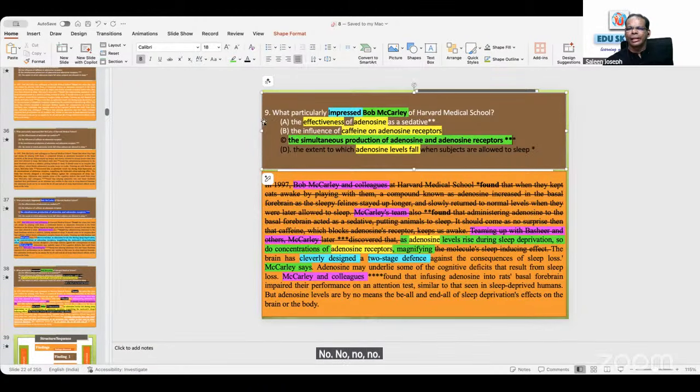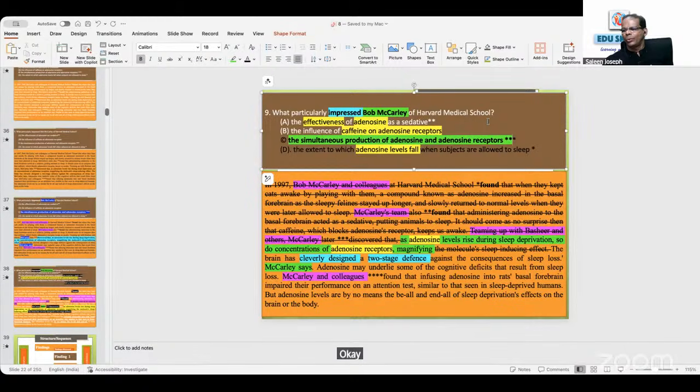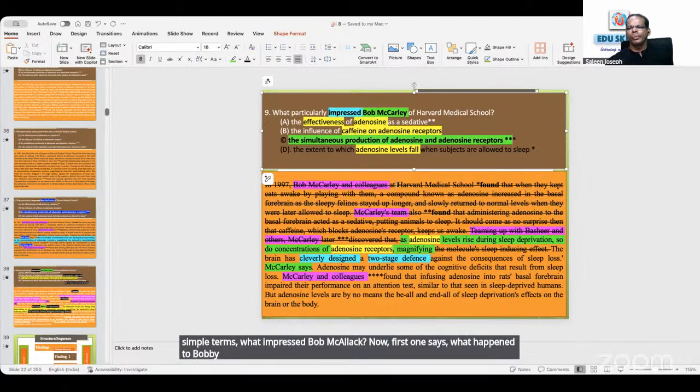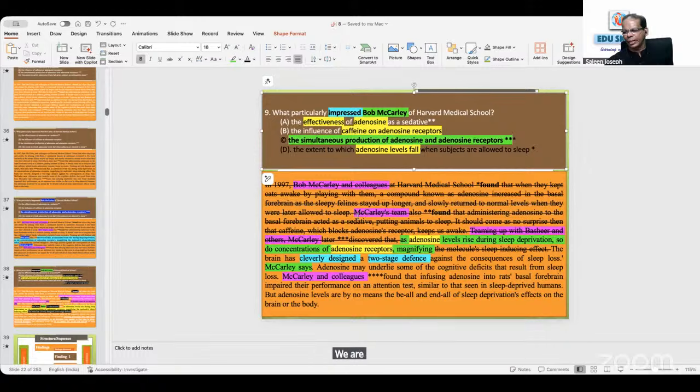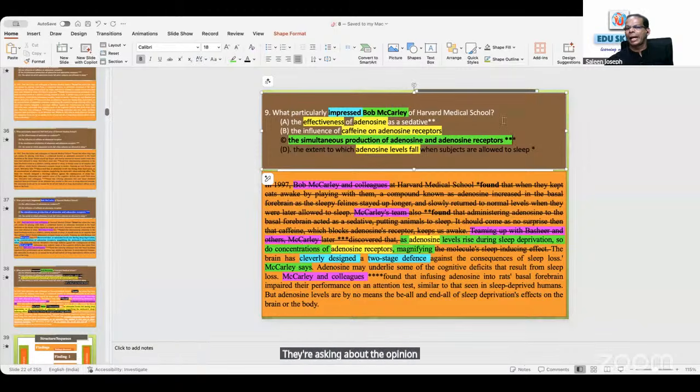Now, they are asking in the question stem, what particularly impressed Bob McCarley of Harvard Medical School? In simple terms, what impressed Bob McCarley? The first option says, what happened to Bobby McCarley and colleagues? We are not concerned. The second says McCarley's team. We are not concerned. Teaming up with Bashir and others, McCarley. We are not concerned. They are asking about the opinion of McCarley.